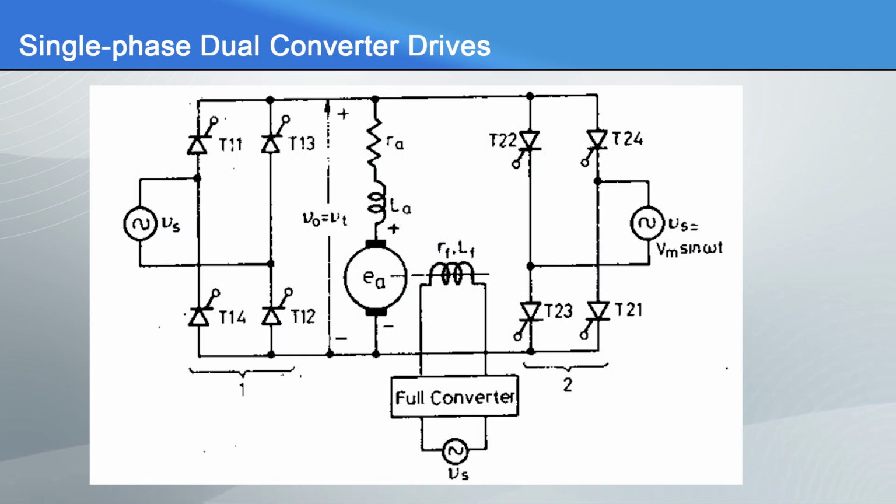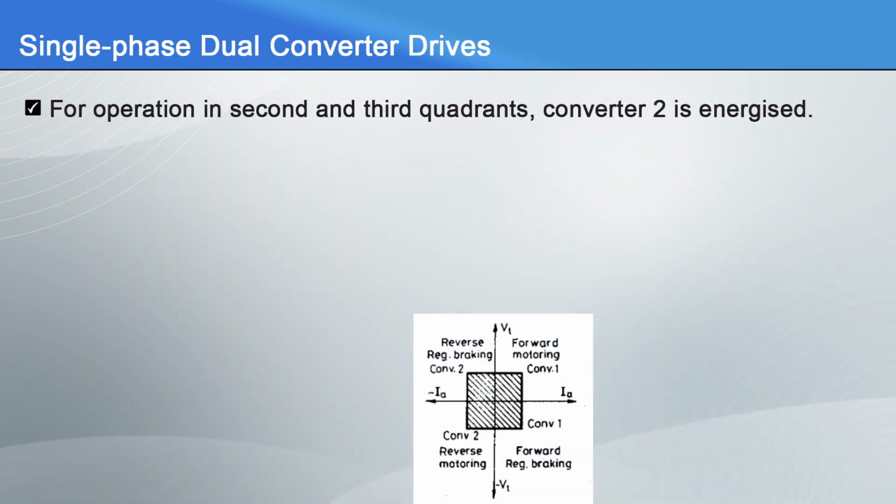Now, the next topic is the single phase dual converter drive. A single phase dual converter is obtained by connecting two full converters in anti-parallel as shown in the figure, feeding a separately excited DC motor. Its use is limited to about 15 kilowatt DC drives. It offers 4 quadrant operation. For working in the first quadrant and fourth quadrant, converter 1 is in operation. For operation in the second and third quadrants, converter 2 is energized.